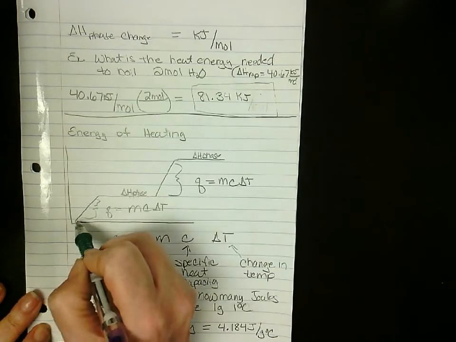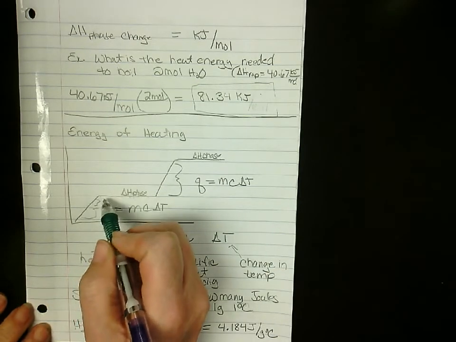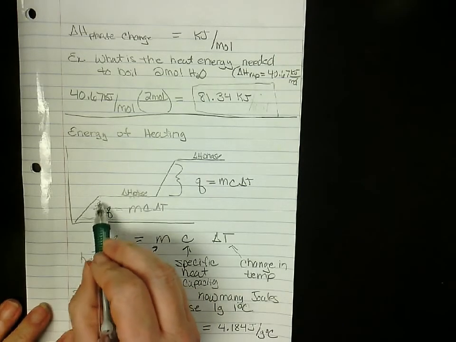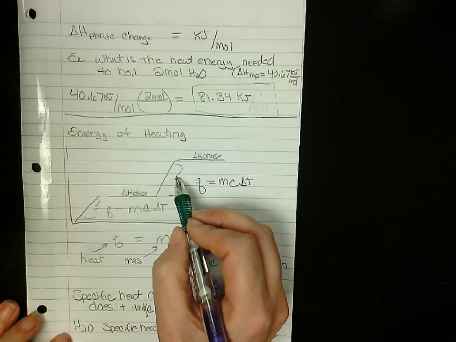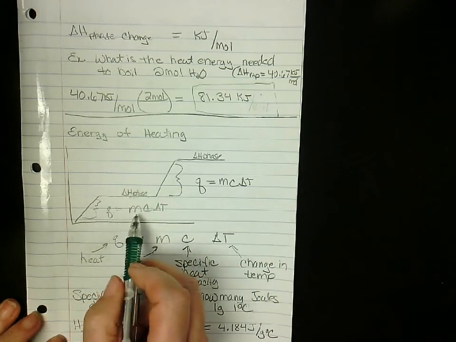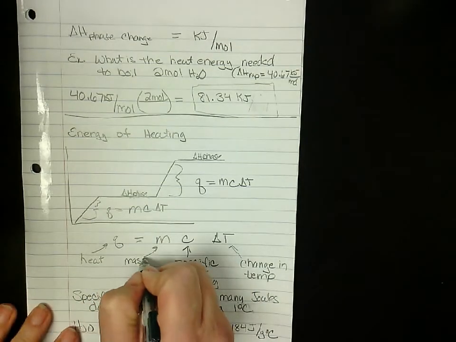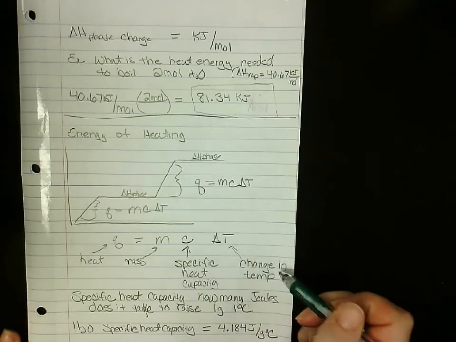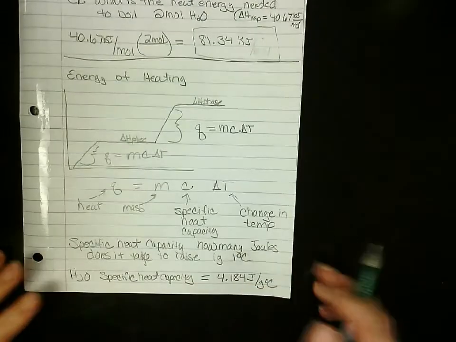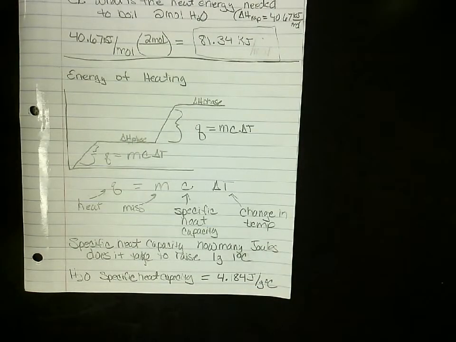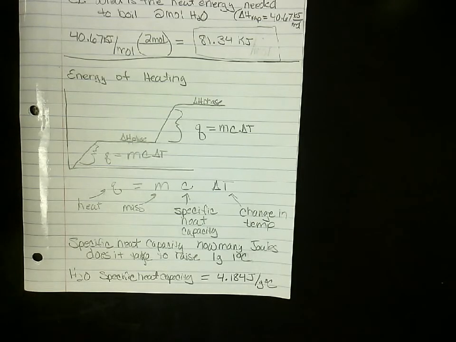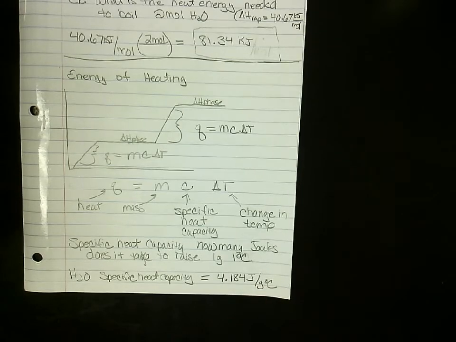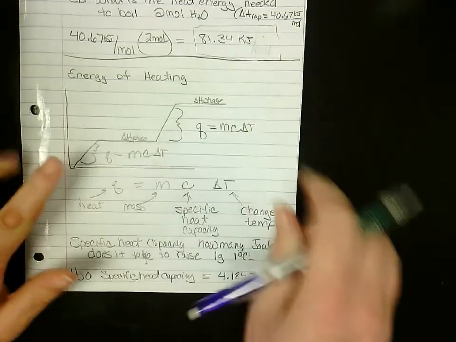But then there's this part where we're not changing phase, but we are raising the temperature. So how much heat does it take to raise the temperature for this portion of the graph? And we use Q, which is heat, equals mc delta T, where m is the mass, c is the specific heat capacity, and delta T is the change of temperature. Okay, and our specific heat capacity is how many joules does it take to raise 1 gram 1 degree C. Now for water, we already learned it was 4.184 joules per gram degree C. That's how much heat it takes to raise 1 gram 1 degree Celsius. Okay, so we can calculate this portion of the graph.